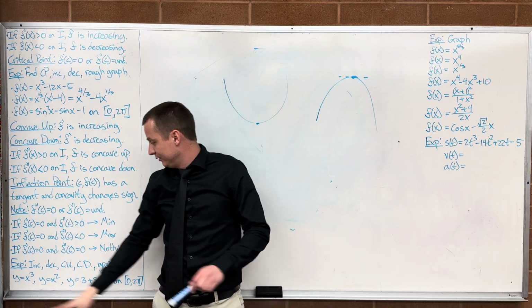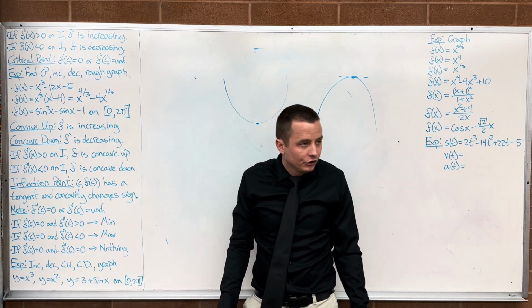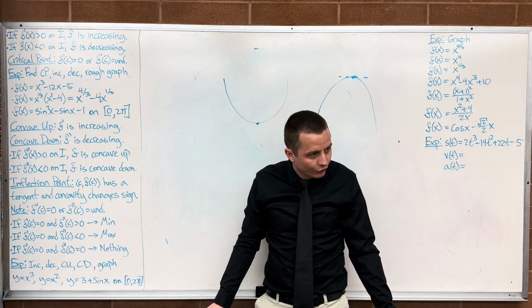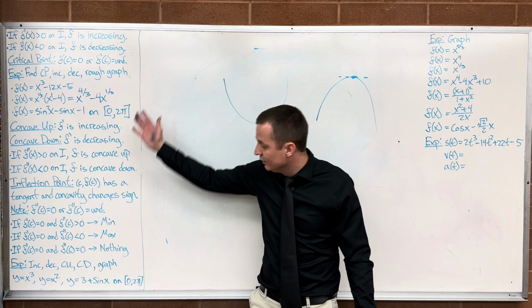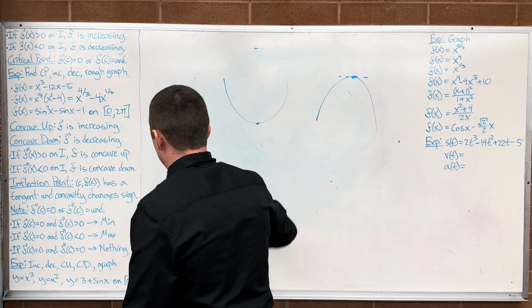On the other hand, if your derivative is 0 and your second derivative is 0, you can't conclude anything. It could be a min, it could be a max, it could be neither. And we will see examples of each of these. All right, so let's start working through the examples.